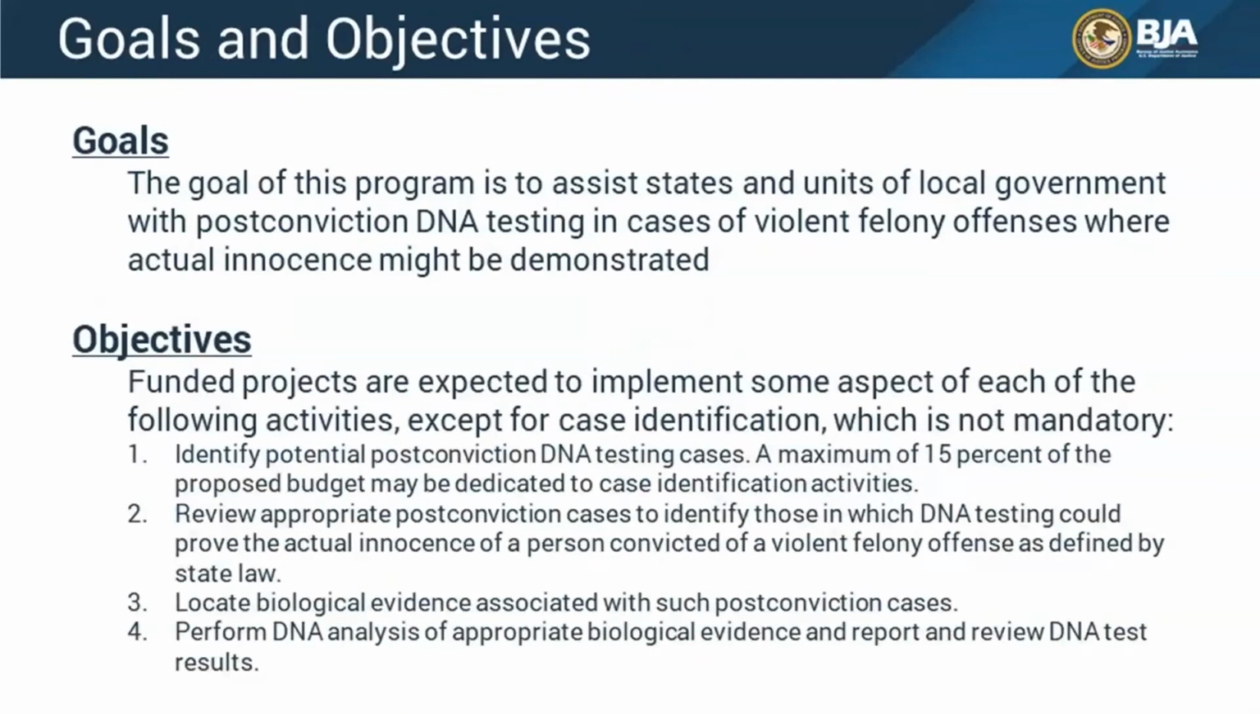The goal of this program is to assist states and units of local government with post-conviction DNA testing in cases of violent felony offenses where actual innocence might be demonstrated. This is accomplished through the objectives to identify potential post-conviction DNA testing cases, to review appropriate post-conviction cases to identify those in which DNA testing could prove the actual innocence of a person convicted of a violent felony offense as defined by state law, to locate biological evidence associated with such post-conviction cases, and perform DNA analysis of appropriate biological evidence and report and review DNA test results.